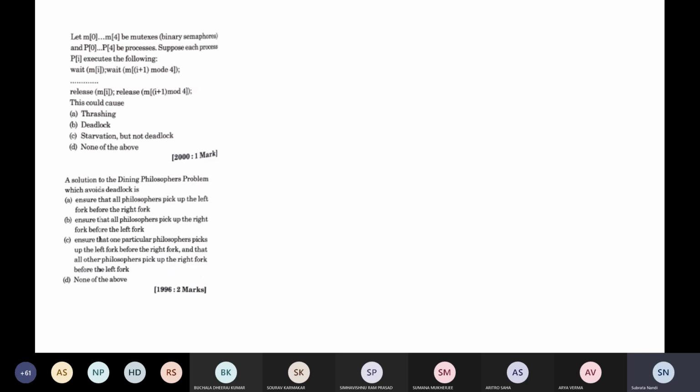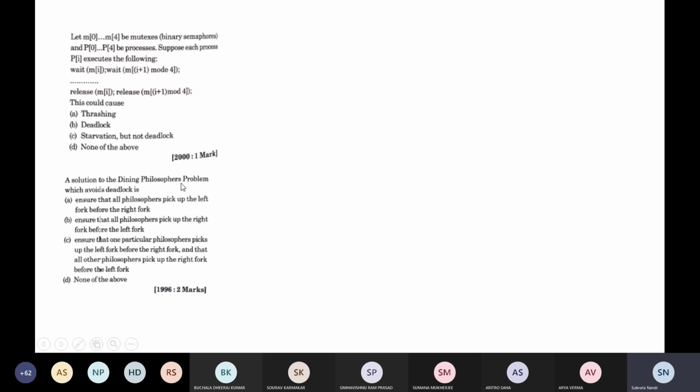B, deadlock. This is a pretty simple thing that we discussed in the last class also: it will end up in a circular wait, because these processes are the philosophers, so it's equivalent to the Dining Philosophers problem. And the second one is also related to Dining Philosophers. What will be the solution for the second one?